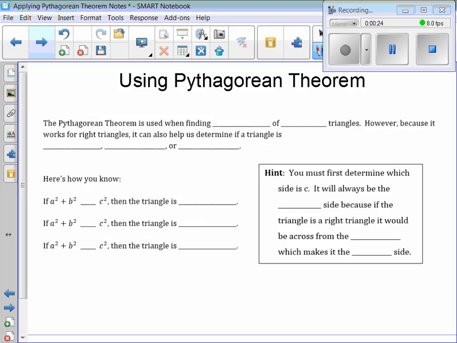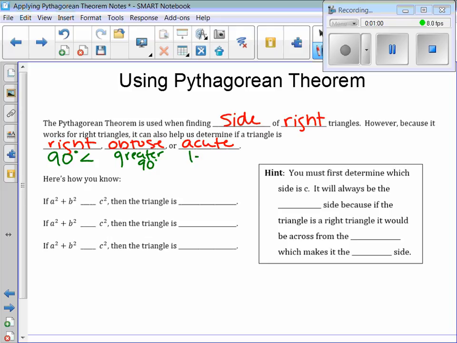So the Pythagorean theorem is used when finding the side of right triangles. However, because it works for right triangles, it can also help us determine if a triangle is right, obtuse, or acute. So let's think about those vocabulary words. We know right means there's a 90-degree angle. Obtuse means greater than 90. And acute means less than 90 degrees. So we have a hint there.